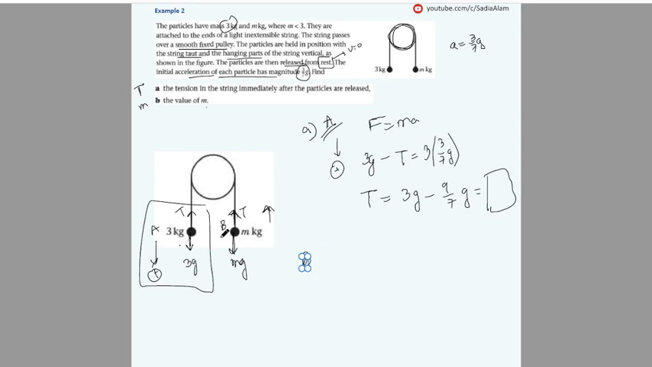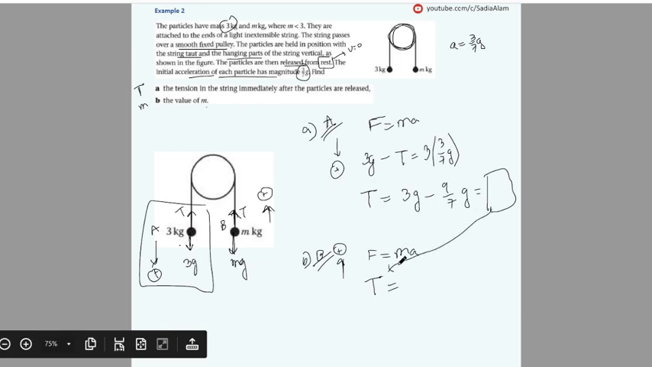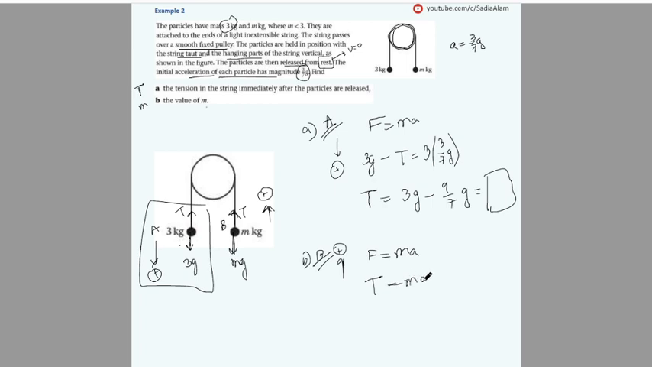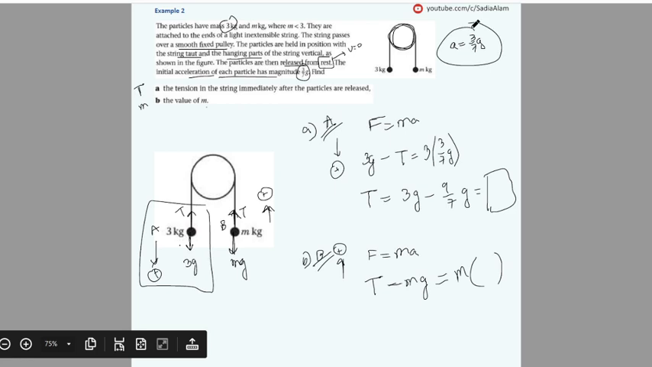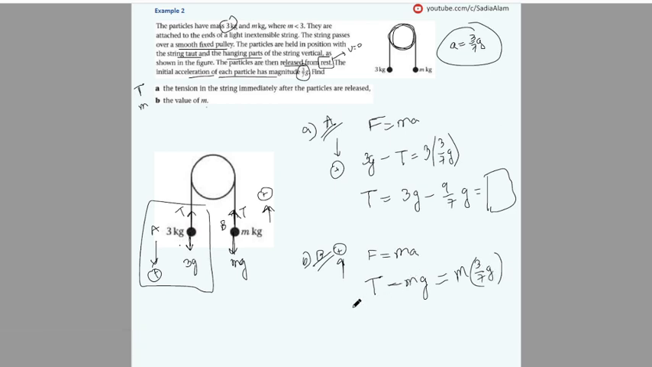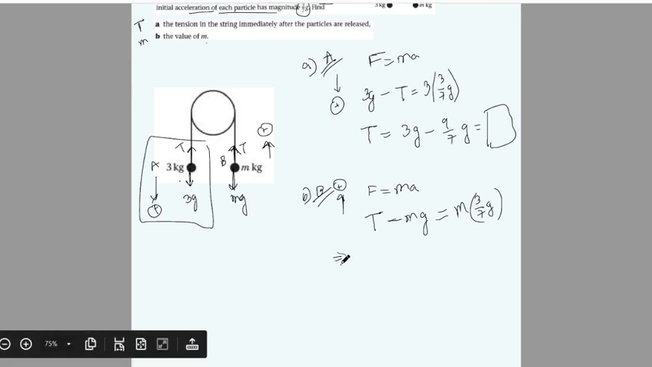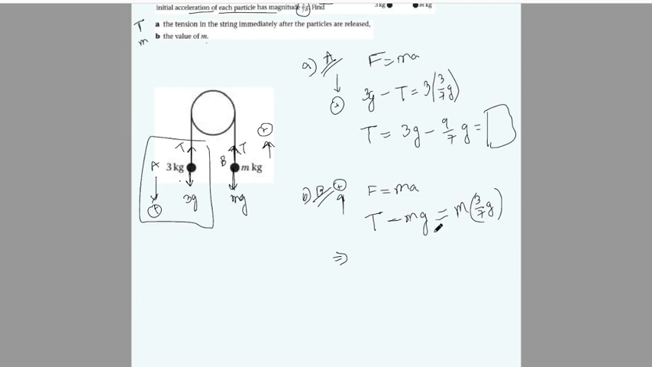So for m, we actually eventually have to come to this particle B. So B is moving upward. I am taking upward positive. So tension will be positive, value of which we know, we can substitute that. So T - mg, which is the weight, equals ma. m is unknown. a is given, 3/7 g. So from here we have to find the value for m, right? We have to find the value for m.